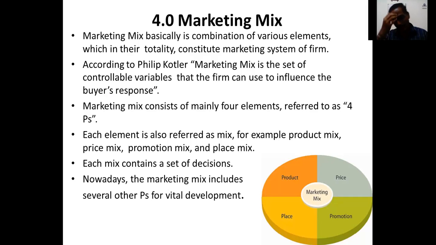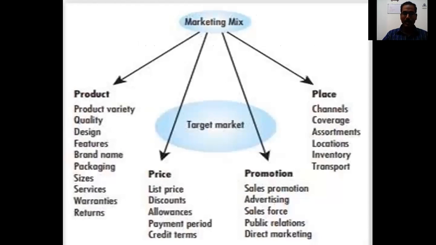Nowadays, a marketing mix includes several other P's for vital development. Later on, they added three more P's like people, process, and so on. But in this unit, we are concerned about the 4 P's, which are product, price, place, and promotion, which are very important. Here, we see what are the constituents of each P. We see one by one.